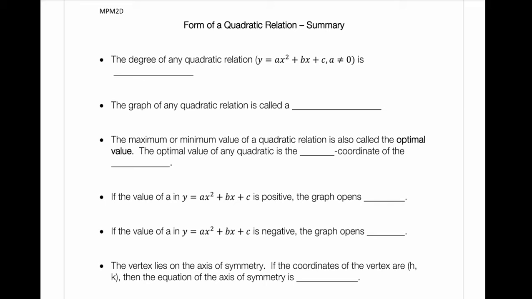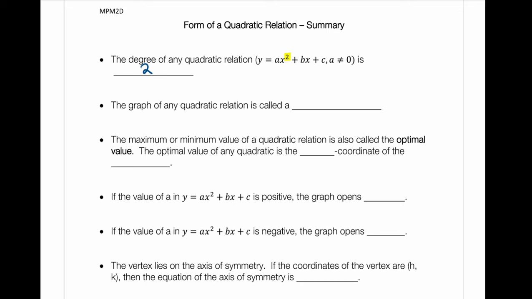So the first thing, the degree of any quadratic relation, and this was the general form that we looked at during that investigation, y equals ax squared plus bx plus c, where a doesn't equal 0, is 2. So when we talk about the degree of any relation, we are looking at what is the highest exponent value. And in this case, the highest exponent value is 2. And we're looking specifically at the exponent on the variables. So in this case, the highest exponent value in any quadratic relation will be 2.